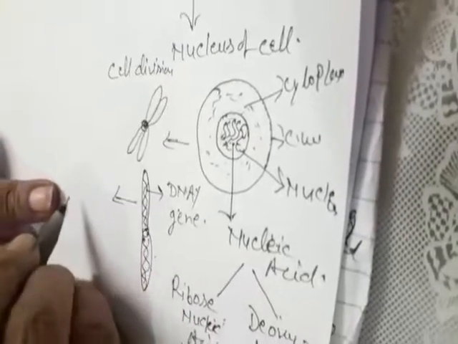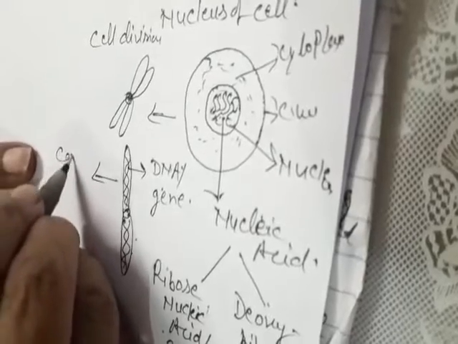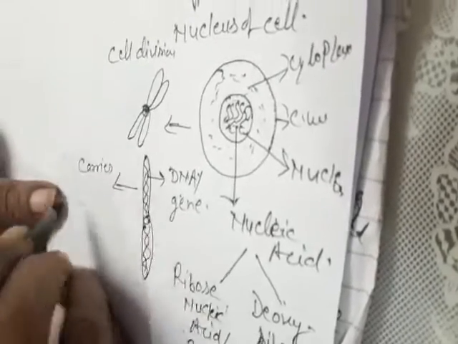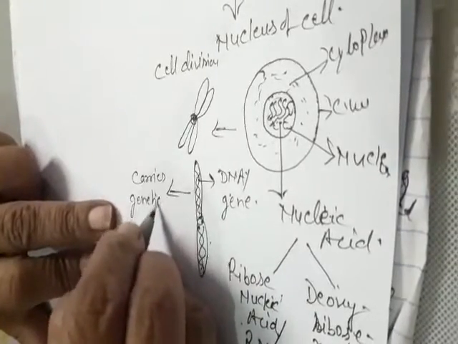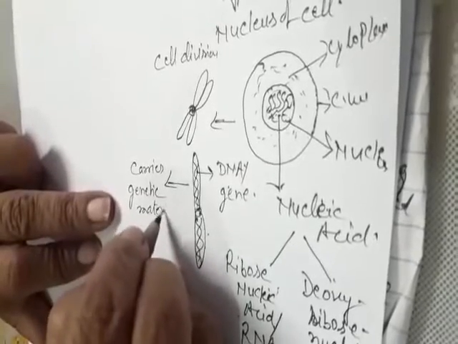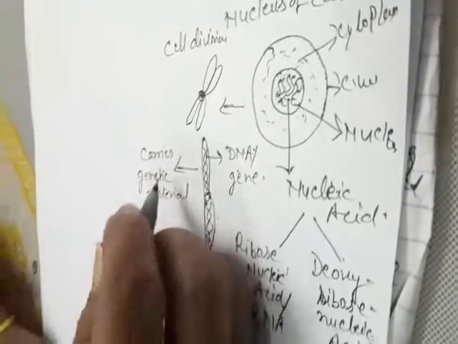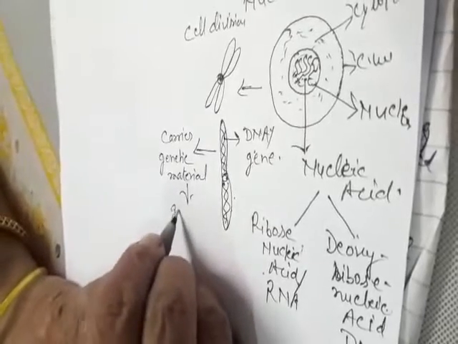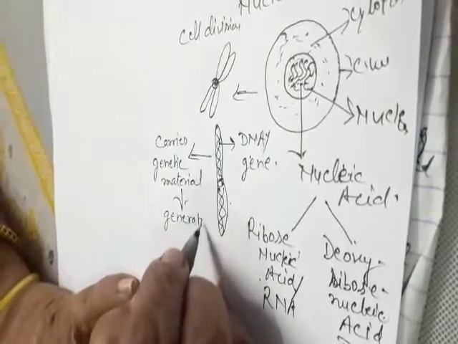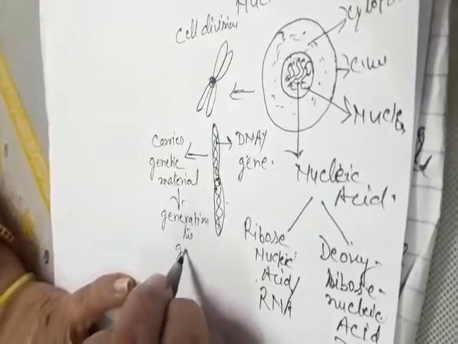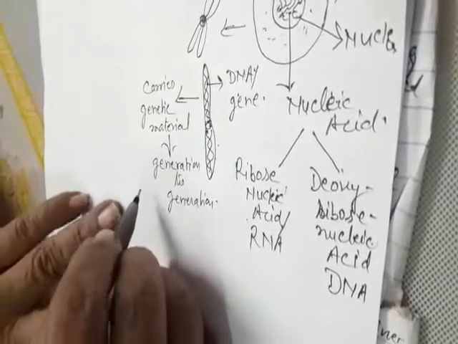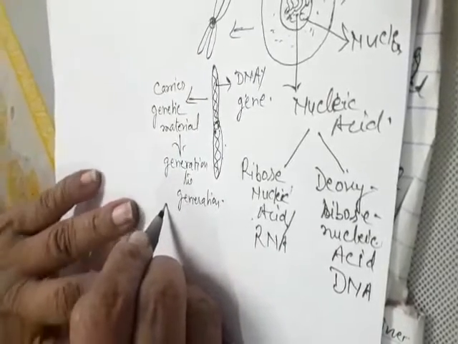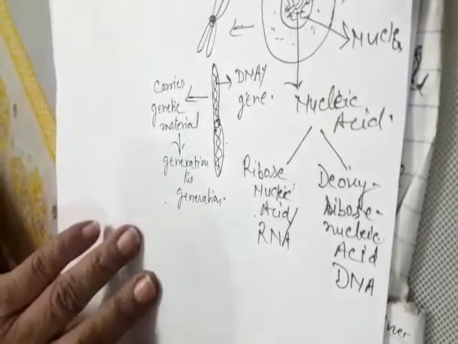DNA carries genetic material, which is transferred from generation to generation. It participates in the inheritance of characters.